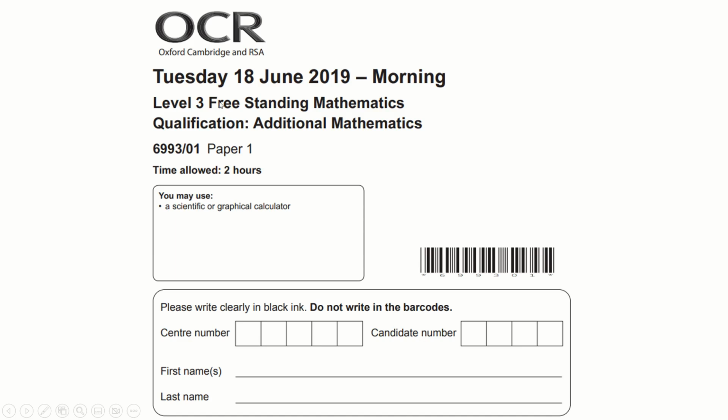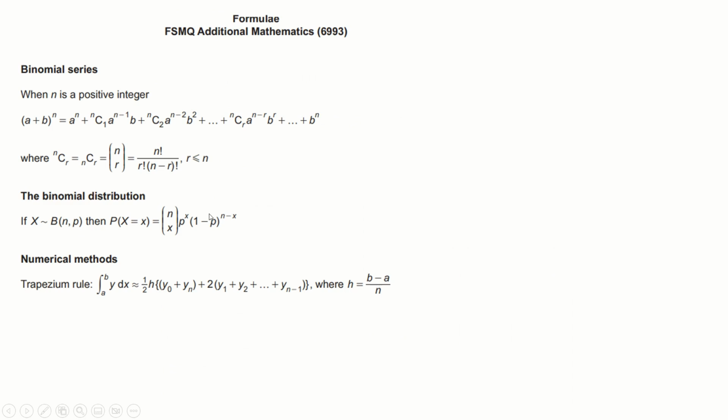This is the OCR FSMQ Additional Maths course from 2019. There's only one paper, it's 2 hours long, and you're allowed a calculator. Let's get straight into it.